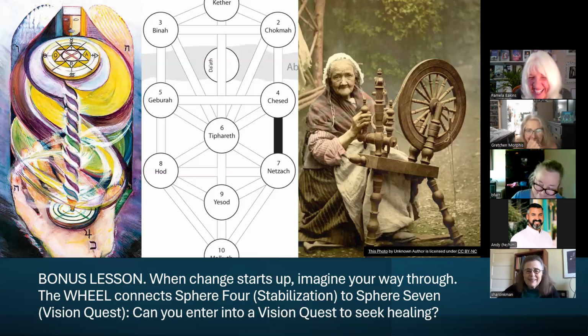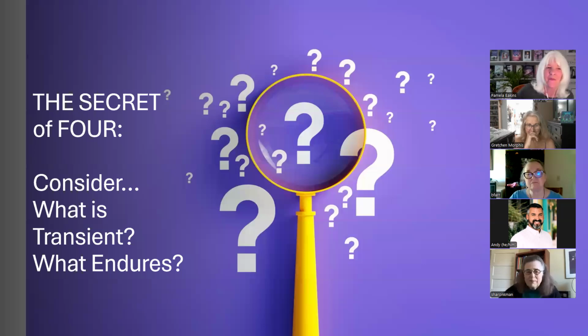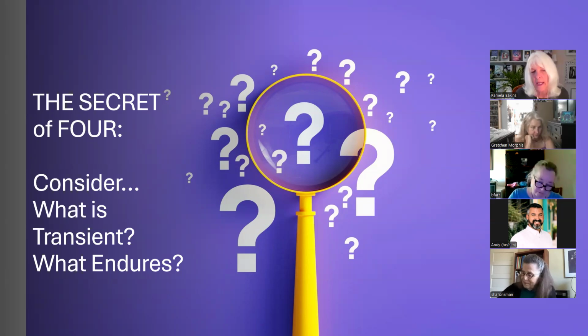That's the reason. All right, there she is, spinning, weaving our fate. Okay, so here's the secret of 4, and this is really the big secret. Consider all the while what is transient, and what does endure. What's transient and what endures? Because here's how I feel about this.